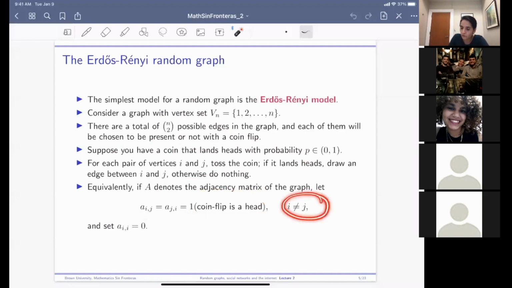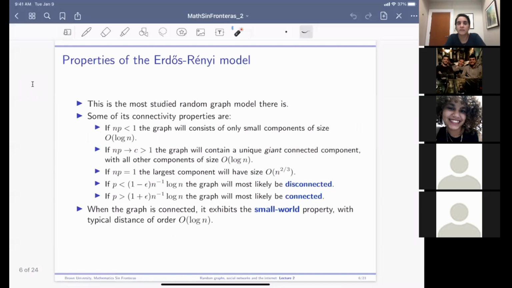And this is true for any i different than j, because we do not allow self loops in this model. So therefore, without self loops, the diagonal is always going to be 0, which is what this term over here says. So this is the description of the Erdős-Rényi graph. And I said it's the original random graph model due to Erdős and Rényi.